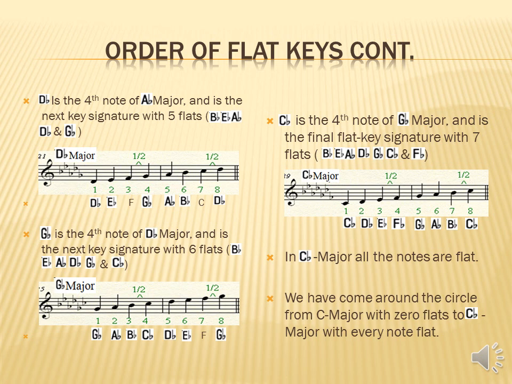C flat is the fourth note of G flat major and is the final flat key signature with 7 flats: B flat, E flat, A flat, D flat, G flat, C flat, and F flat. In C flat major, all the notes are flat. We have come around the circle from C major with 0 flats to C flat major with every note flat, 7 flats.